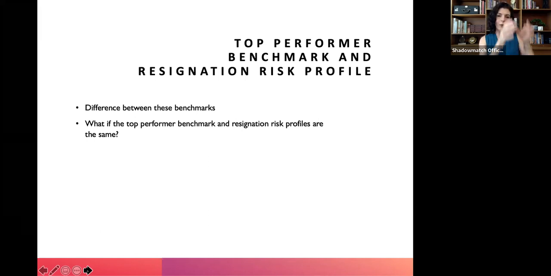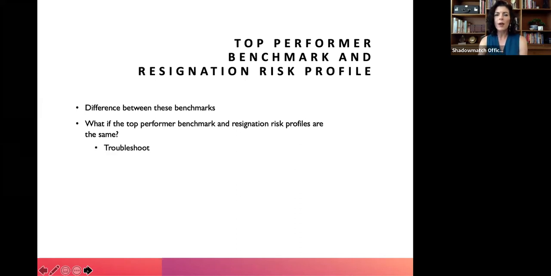Once you've got your top performer benchmark and your resignation risk profile, you might find, and this is really the exception, but I think it's important to deal with the exception, that your top performer benchmark and your resignation risk profile, if you eyeball it, look the same. What if this happens? As a rule of thumb, they should not be the same. But it could happen that when you eyeball the top performer benchmark and the resignation risk profile for a specific job in a specific division, they look very similar.